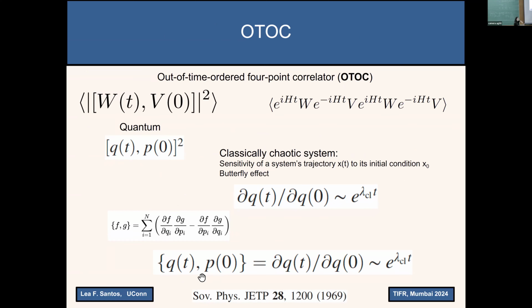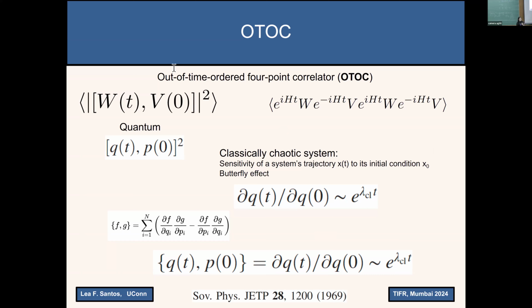Well, if you now move to quantum mechanics, instead of the Poisson bracket, you can have a commutator. And people started studying these commutators, how they evolve in time. What people saw is that this commutator grows in time with the same rate as the classical Lyapunov exponent. So that's what some people call the quantum Lyapunov exponent. The correspondence with the classical Lyapunov exponent comes with this out-of-time-order correlator, this quantity as you study dynamics.